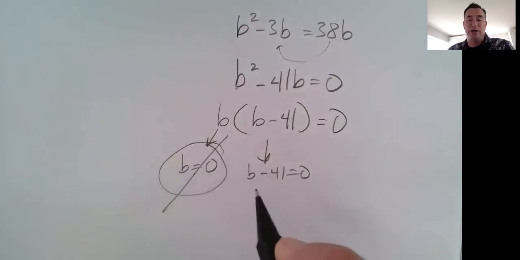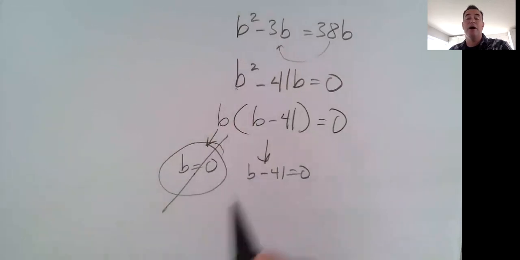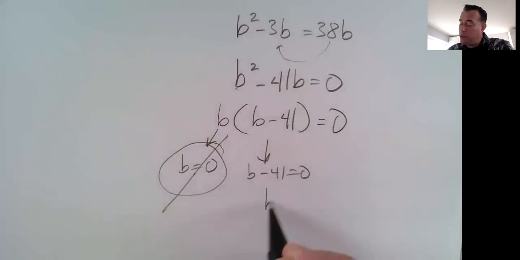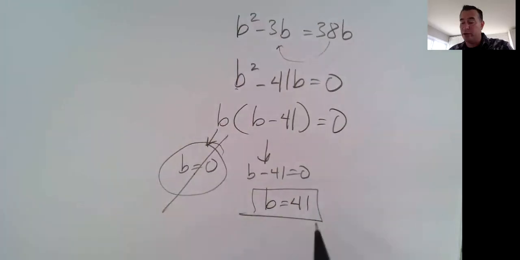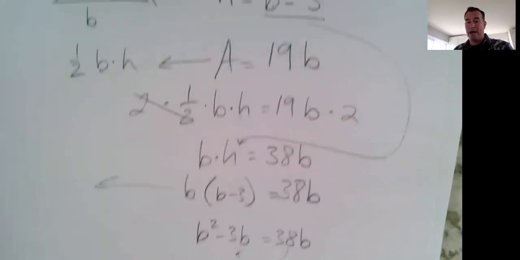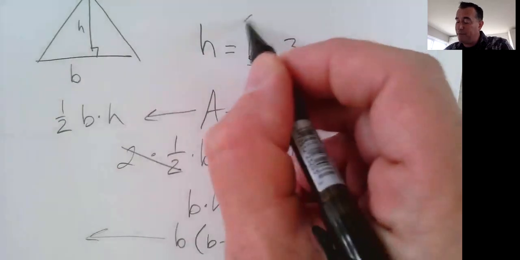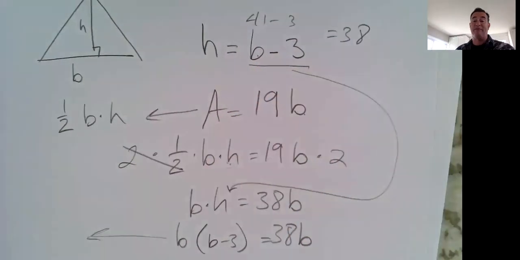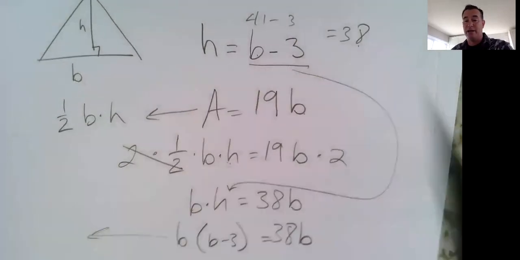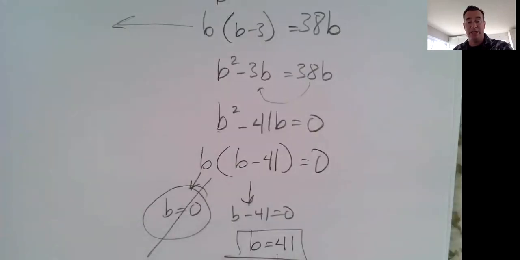This one, however, when I solve for b, is going to be a much better opportunity for us to work with, because if I move the 41, we know that the base length is 41. And that's something that's probably easier to deal with. If we know that that's 41, we can go all the way back up at the top and say my height is going to be 41 minus 3, or 38, and now I've got everything that I'm going to need. I know 38, I know 41, and I'm done.